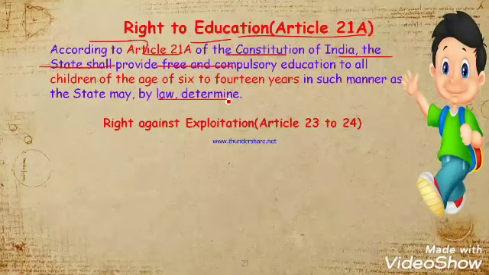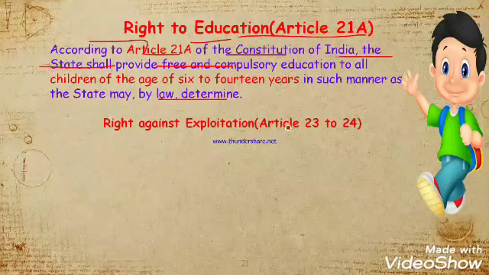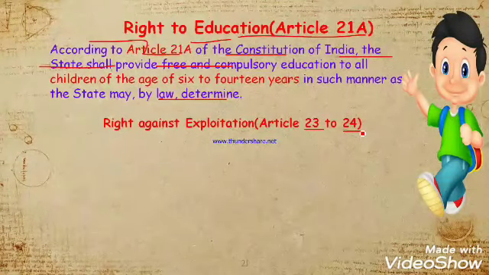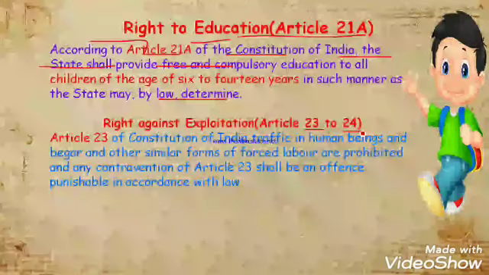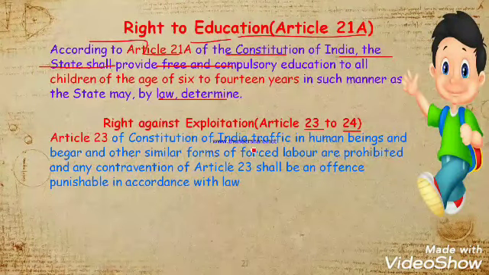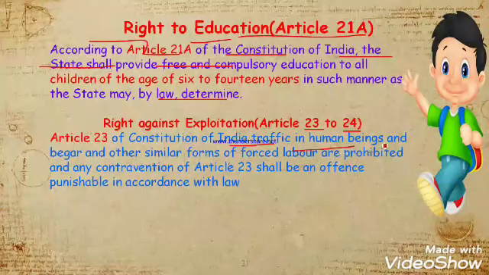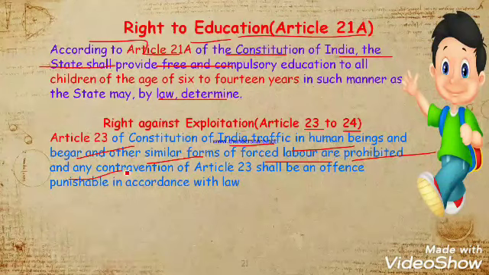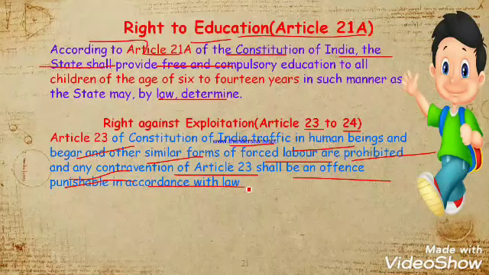Okay, now the next thing is right against exploitation. In right against exploitation, there are only two articles, Article 23 and Article 24. Both are very different and easy to remember. So first of all, let's see Article 23 of the Indian Constitution. Article 23 prohibits trafficking in human beings, and begar and other similar forms of forced labor are prohibited. Any contravention of Article 23 shall be an offence punishable in accordance with law.